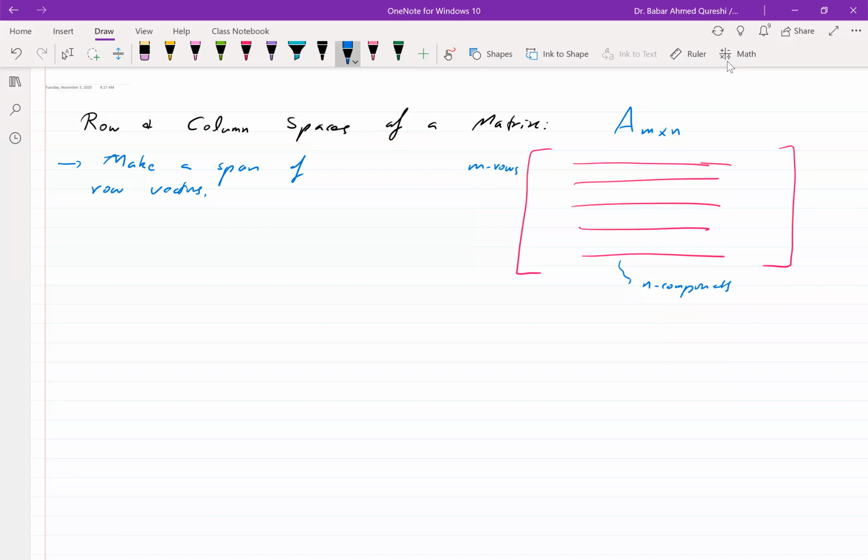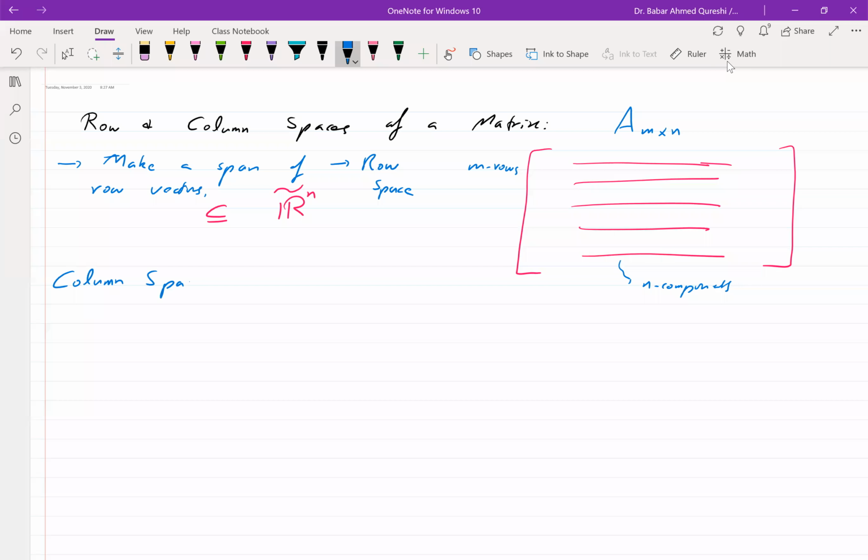Since we know that the span of any number of vectors always gives you a subspace, so this is going to be a subspace of where they live. So where do they live? These are n component row vectors. So Rn, but since we are not writing them as column but as rows, I can just put a tilde to denote that. Similarly, I'll have column space. So this was the row space.